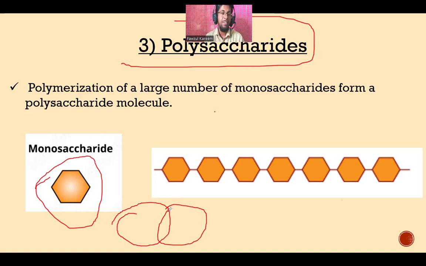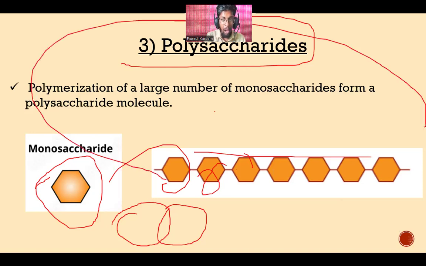In Tamil, we will say like this: oru saccharide, iru saccharide, polysaccharide. In English, we say monosaccharide, disaccharide, polysaccharide. Polysaccharide means large numbers of monosaccharides will be there here. Here they have put only 7 or something, not like that. The chain will be large. The more number of monosaccharides will be there.